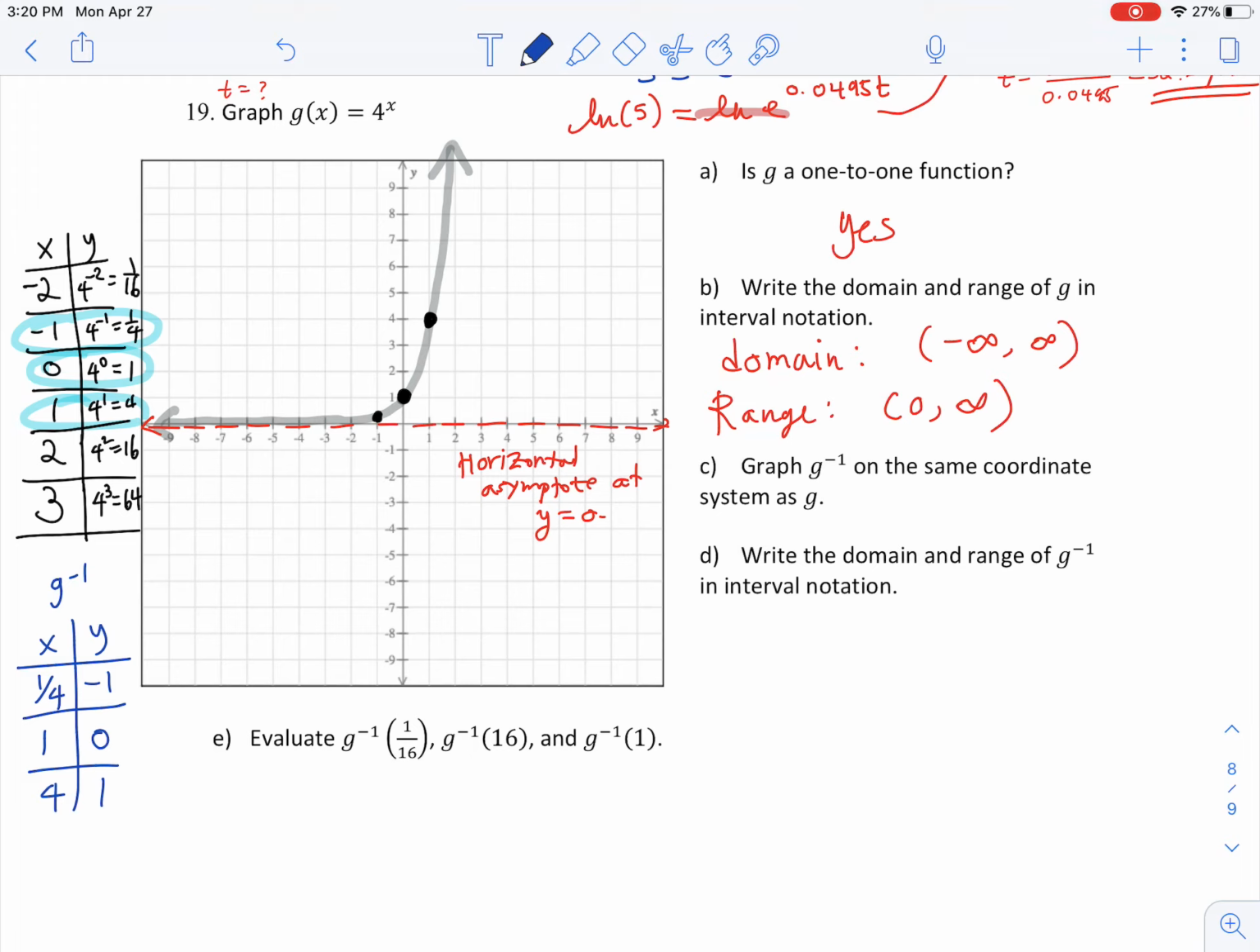And when x is 4, the y will be 1. We can evaluate the logarithm. We can rewrite this as G inverse of x equals log base 4 of x. We can do that, but that's going to give us the same XY table. You can just switch x and y, right? So let's plot these points.